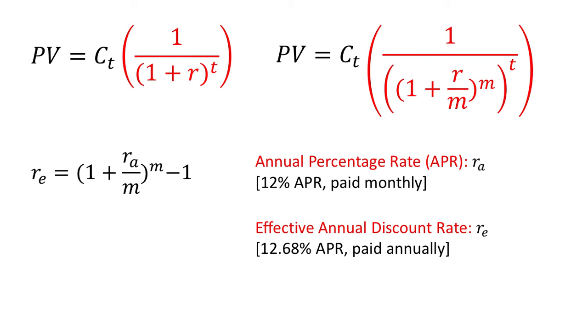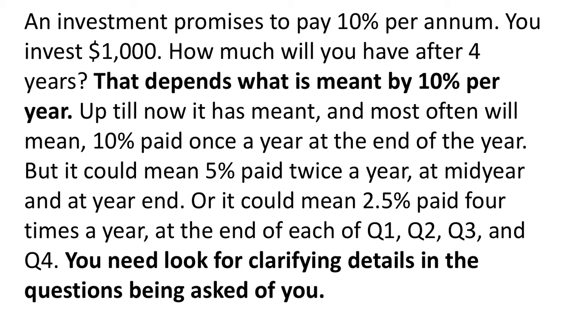I know it's a lot. Let's look at a problem here. An investment promises to pay you 10% per annum. You invest $1,000. How much will you have after 4 years? Okay, sounds straightforward enough, right? But that depends on what is meant by 10% per year. Up until now, it just meant annual interest payment, right?